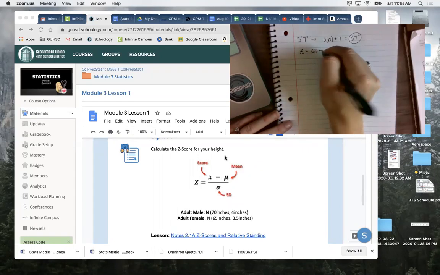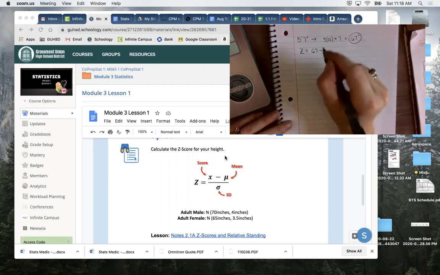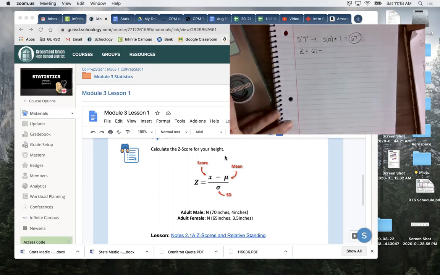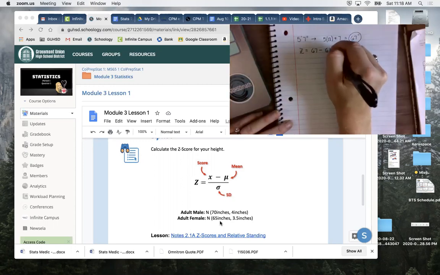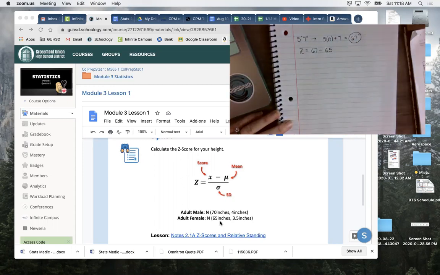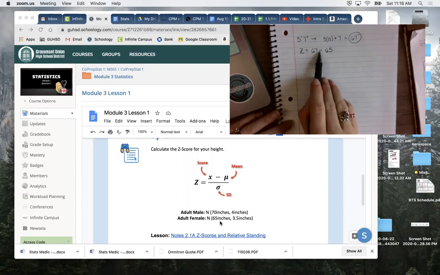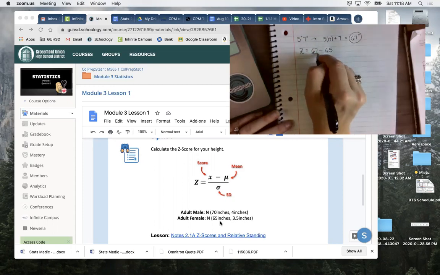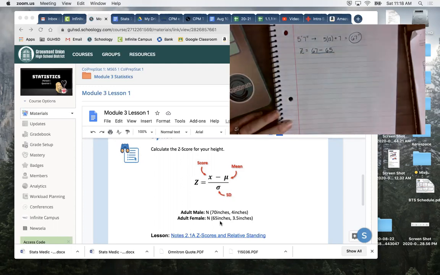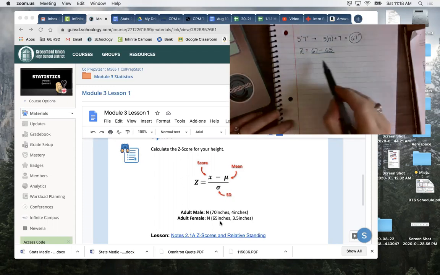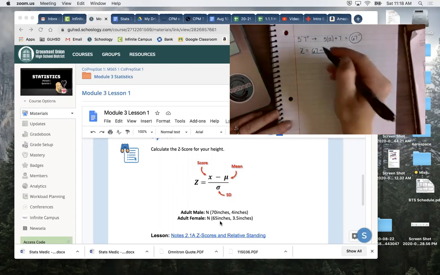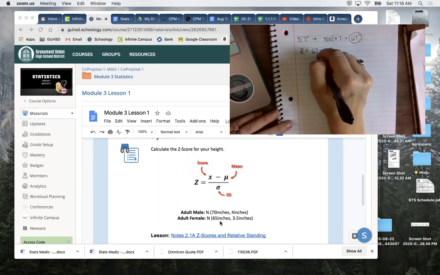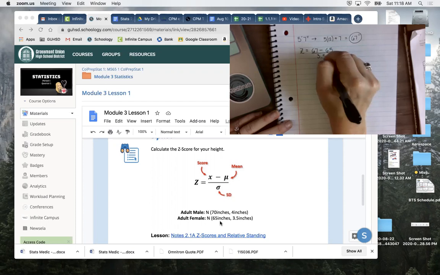So I take my 67 inches and I subtract, for an adult female, on here it shows 65 inches. So I subtract 65 inches, okay? So I am 2 inches above the mean because this is a positive value, okay? And then I divide by my standard deviation to figure out how many standard deviations away I am from the mean. So I divide by, it looks like for females, it is 3.5.